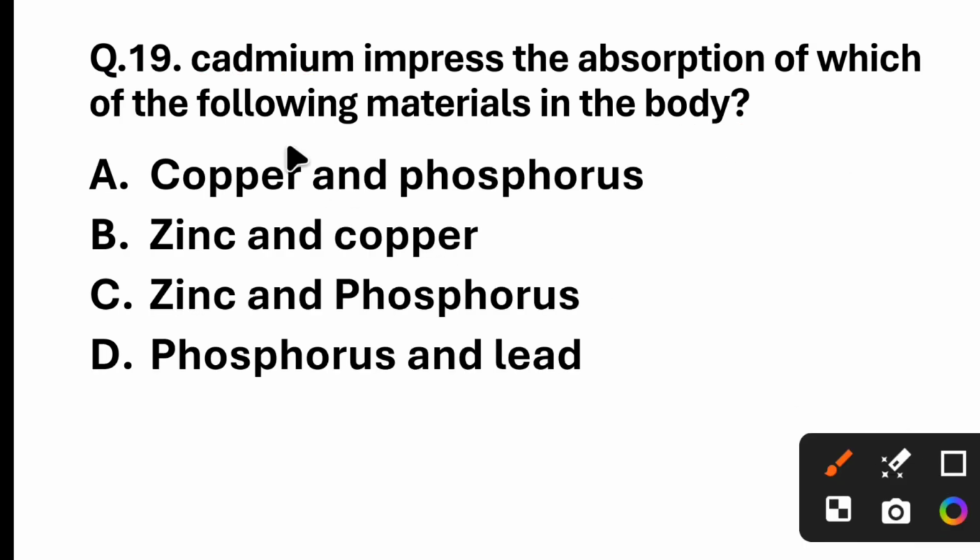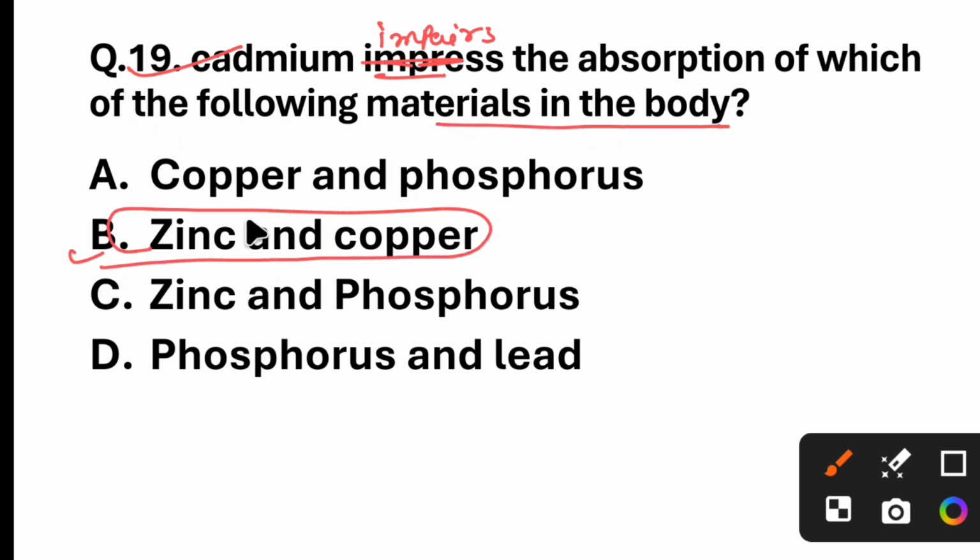Question number 90. Cadmium impairs the absorption of which of the following materials in the body? Answer option B, zinc and copper. At low levels, various heavy metals are useful for normal functioning of the human body. For example, copper and zinc are micronutrients. Absorption of such is impaired by cadmium.